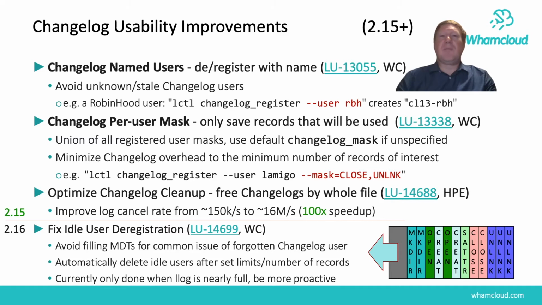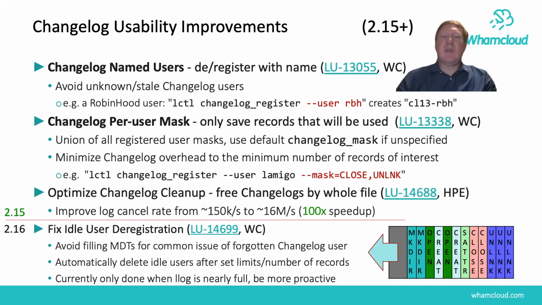Similarly, the changelog per user mask allows specifying, on a per changelog user basis, which records are of interest to that application. Prior to this, there was a single global changelog mask that specified all of the different record types that need to be recorded in the changelog. And typically this was left at the default, which is recording almost all of the changelog types.